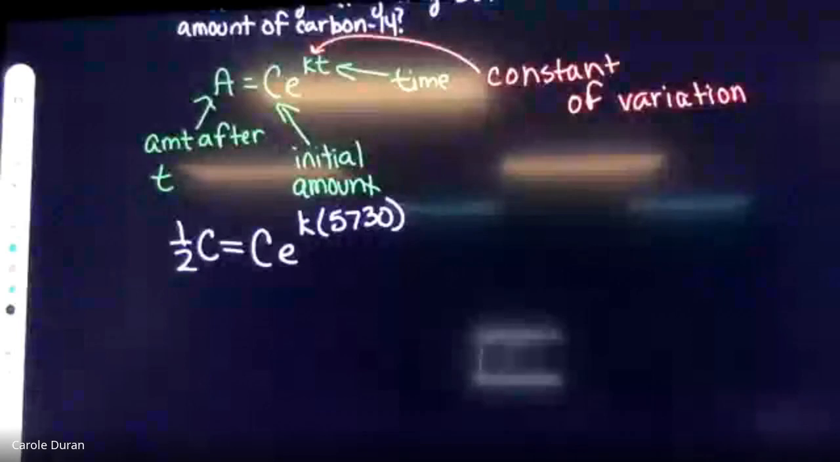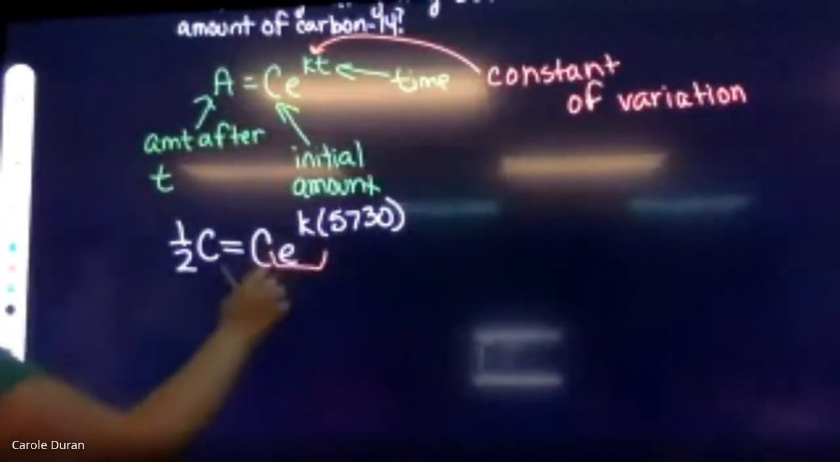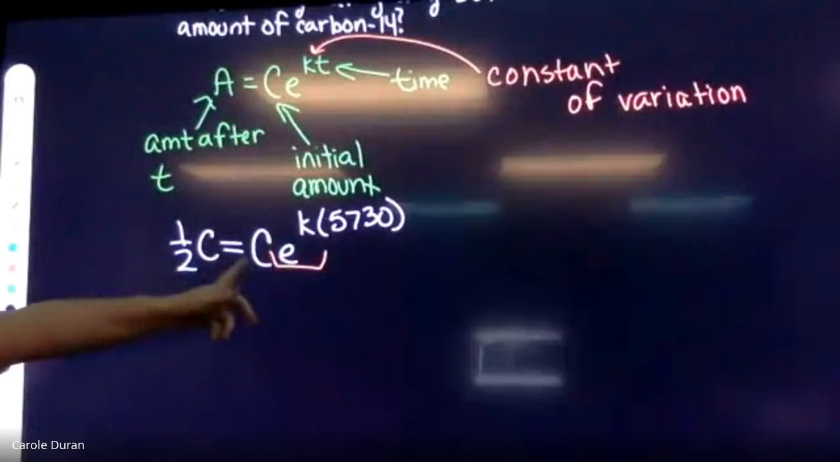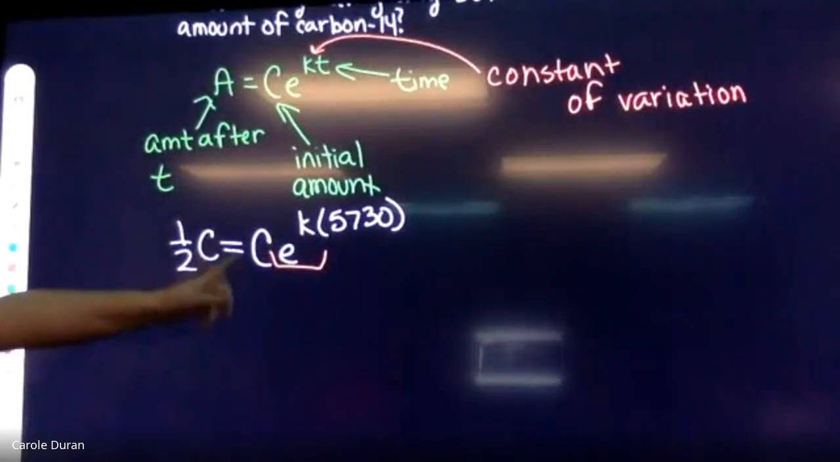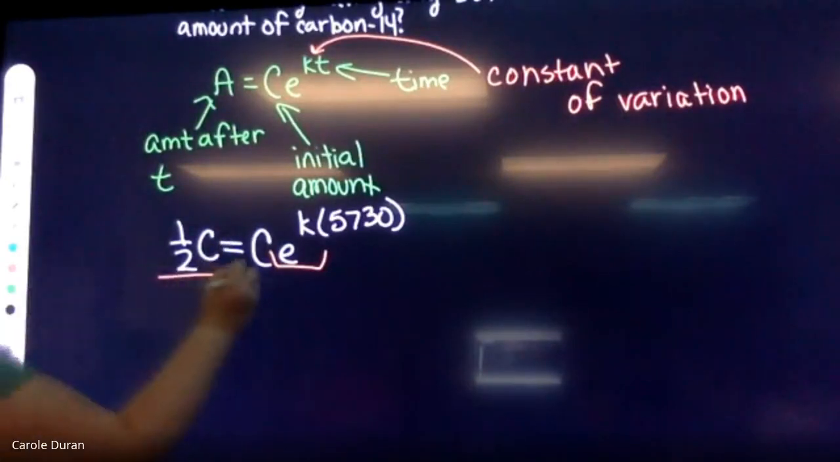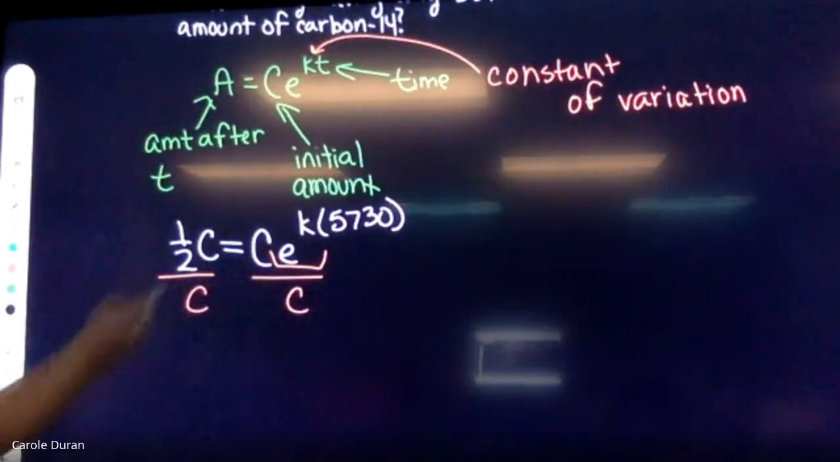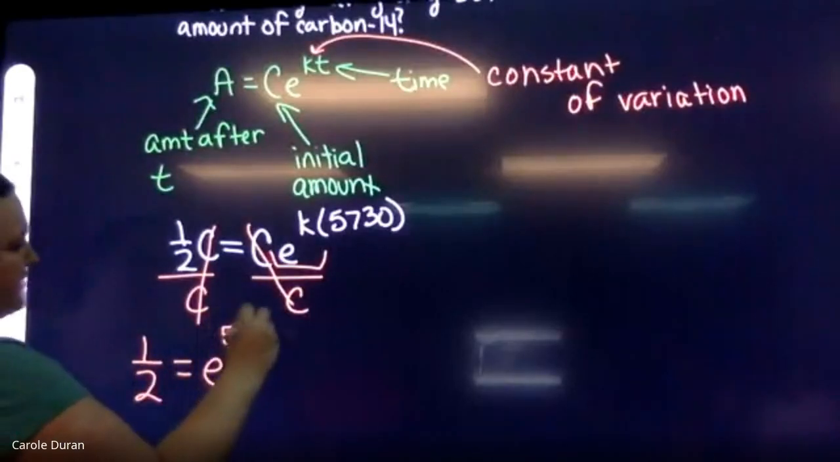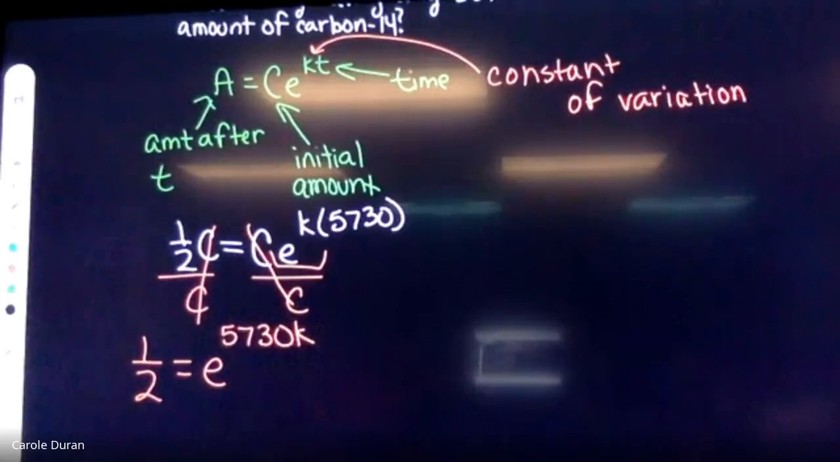Okay, so my goal here is to solve for K, so I need to get that e to the power term by itself. What's the first thing I'm going to have to move? The C. I need to get rid of that C right here. What am I going to do to get rid of it? I'm going to divide it from both sides. When I do that, C's over here cancel and C's over here cancel. So I'm left with 1/2 equals e to the 5,730 K power. Yes, the K is what we're solving for, so it has to be there.